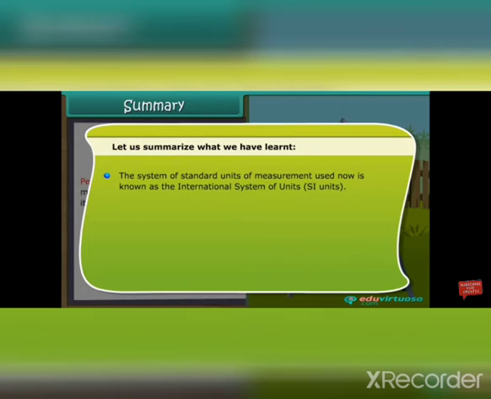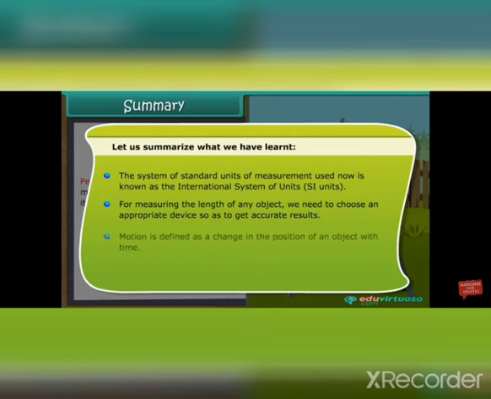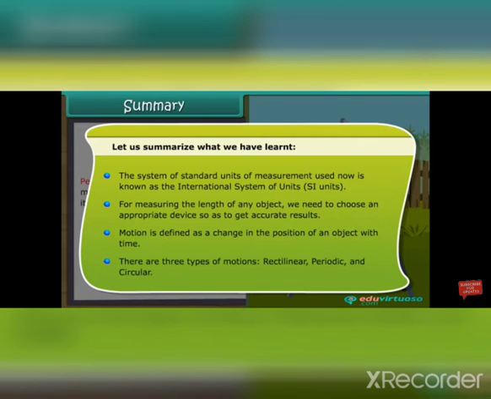The system of standard units of measurement used now is known as the International System of Units or SI units. For measuring the length of any object, we need to choose an appropriate device so as to get an accurate result. Motion is defined as a change in the position of an object with time. There are three types of motion: rectilinear, periodic, and circular.